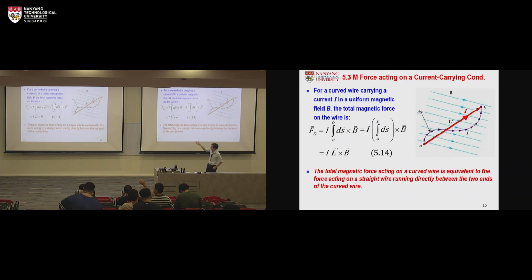And if we apply this idea, let's say we have this kind of wire starting from point A and going to point B. What you need to do is this integration from A to B, and that will just give you this vector pointing from A to B.